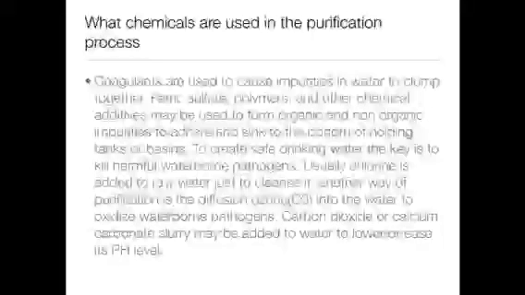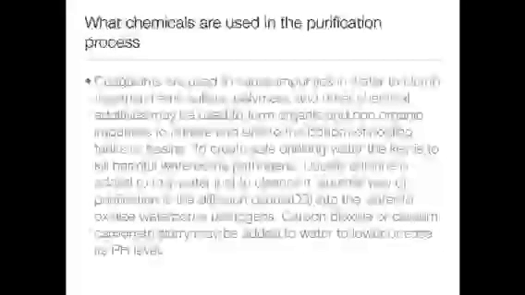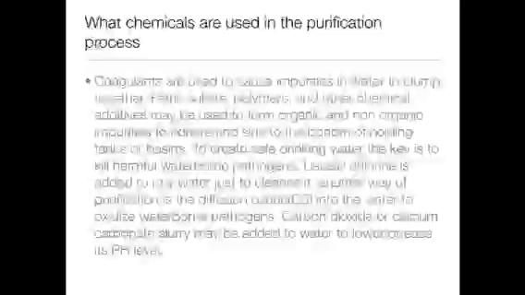What chemicals are used in the purification process? Coagulants are used to cause impurities in water to clump together. Ferric sulfate, polymers, and other chemical additives may be used to cause organic and non-organic impurities to adhere and sink to the bottom of holding tanks or basins.